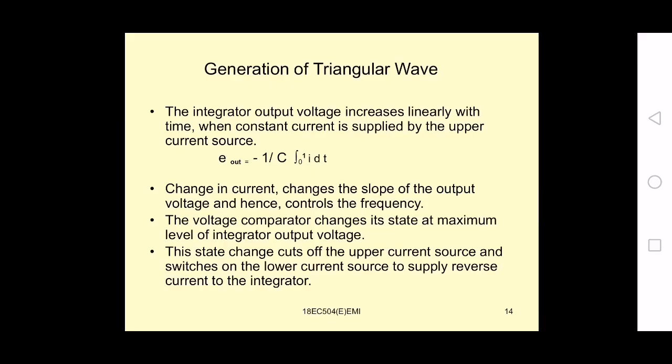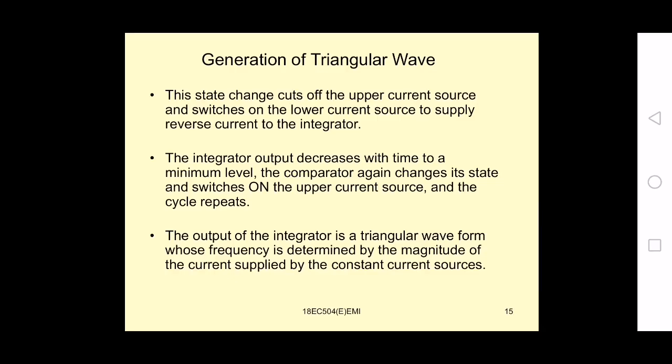So the integrator output voltage increases linearly with time when constant current is supplied by the upper constant current source, that is, the equation is minus 1 by C integral of I dt. That change in current changes the slope of the output voltage and hence controls the frequency. The voltage comparator changes its state at the maximum level of the integrator output voltage. This state change cuts off the upper constant current source and switches on the lower constant current source to supply the reverse current to the integrator.